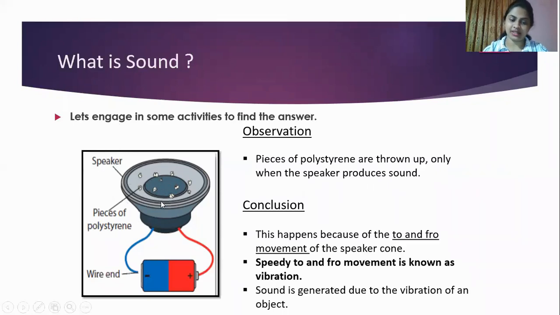How does this happen? Actually, when we supply electricity, the speaker cone of the speaker is vibrated. We call it to and fro movement. So, we can conclude that sound is produced by vibration. The definition of vibration is also given there. Speedy to and fro movement. That is known as vibration.